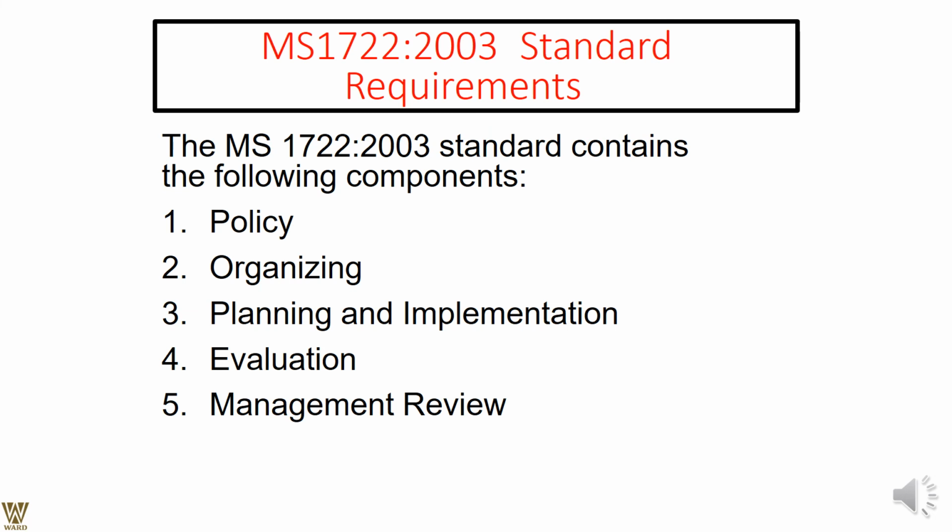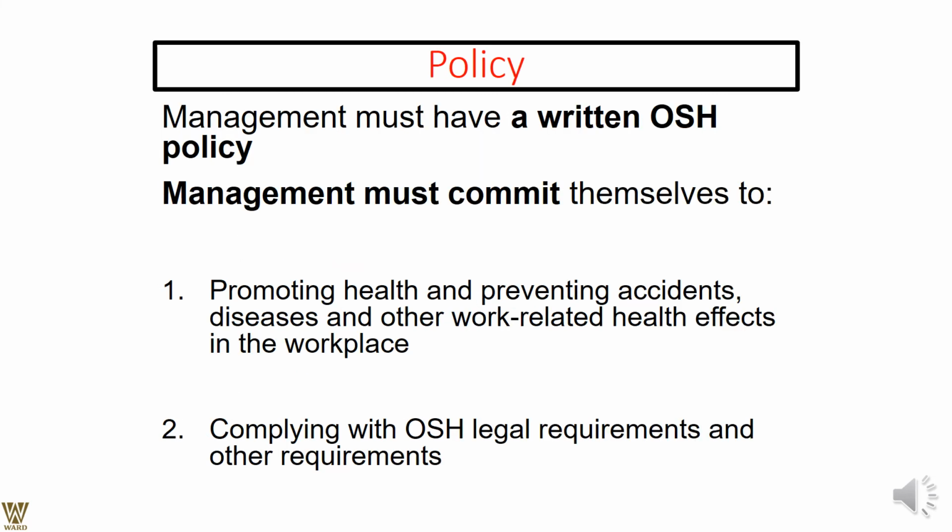So, the Management System MS 1722 in the year 2003 requirements are policies, organizing, planning and implementation, evaluation, and management review. These are the things that comprise essentially everything under MS 1722. Now, talking about the policies, we have to have a written occupational safety and health policy. It should be written in black and white, and everybody should have access to it.